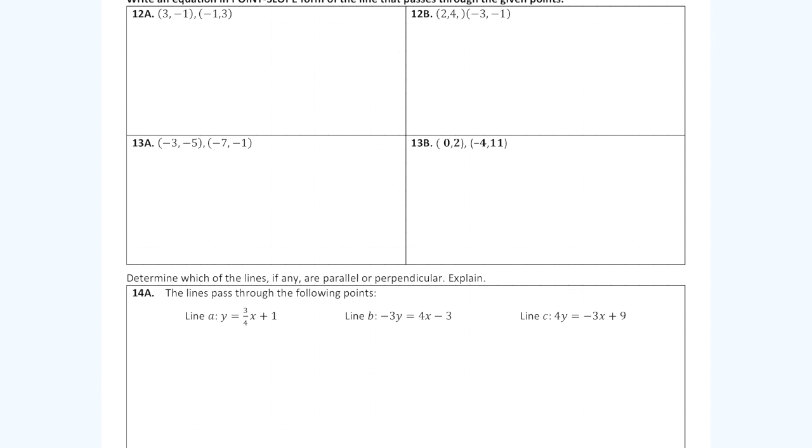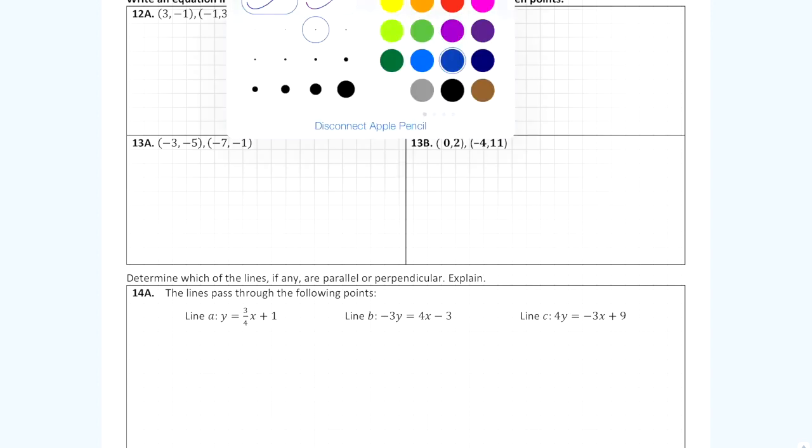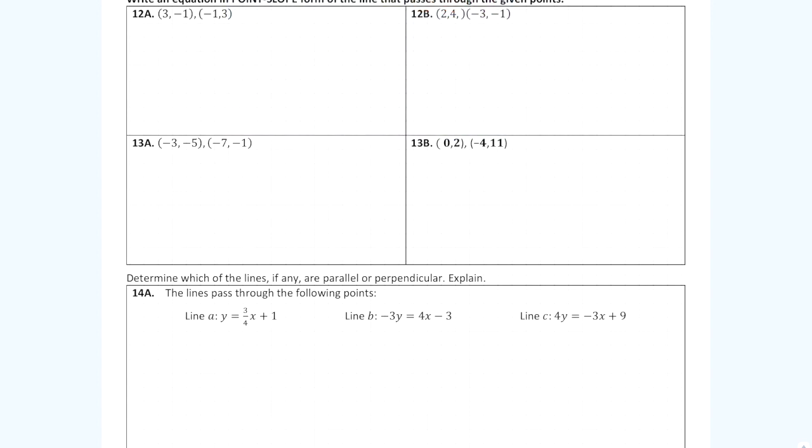12a. Write an equation in point slope form of the line that passes through the given points. Now for point slope form, as we wrote up above, we need y minus y sub 1 is equal to m times x minus x sub 1. I've got two different points. I really only need one, okay? But I don't have my slope.